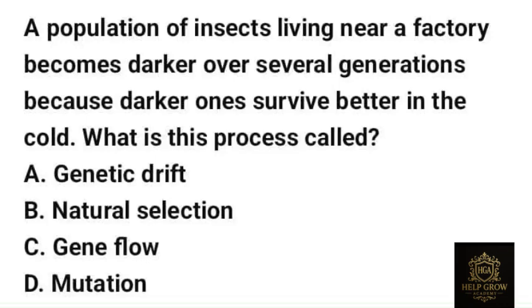Natural selection. When the environment favors some individuals over others, it is called natural selection. Here, the darker insects survive better because their color helps them stay warm and alive in the cold area. They reproduce and pass the dark color to their offspring. Over time, more insects become dark because nature selects those with the useful traits. Other options are different. Genetic drift is a random change in traits. Gene flow happens when individuals move between populations, and mutation is a sudden change in a gene, not selection.